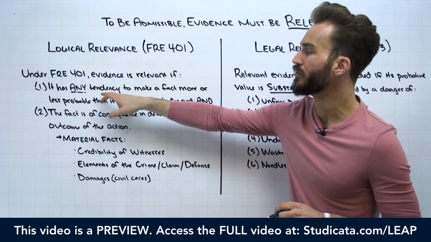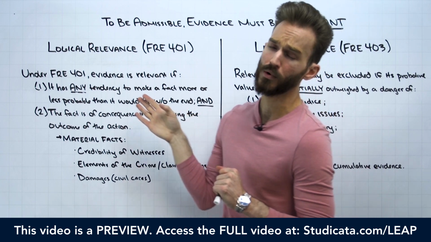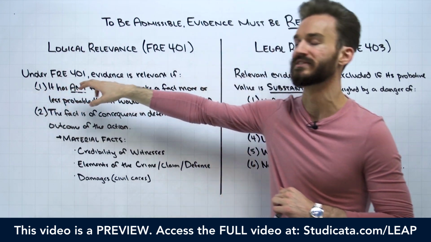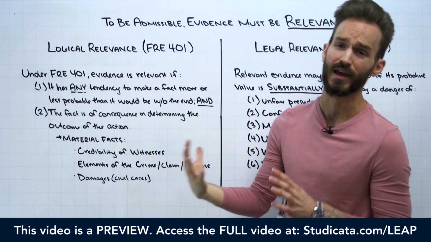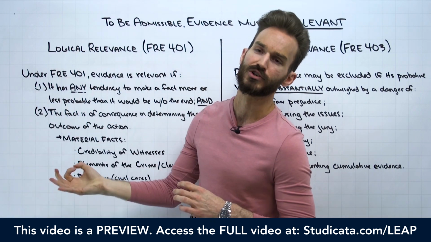Right? So that's the key to remember here. So where would it not have any tendency to make a fact more or less probable? It's actually hard to come up with fact patterns where evidence doesn't have any tendency to make a fact more or less probable, but it would have to be pure speculation, right?